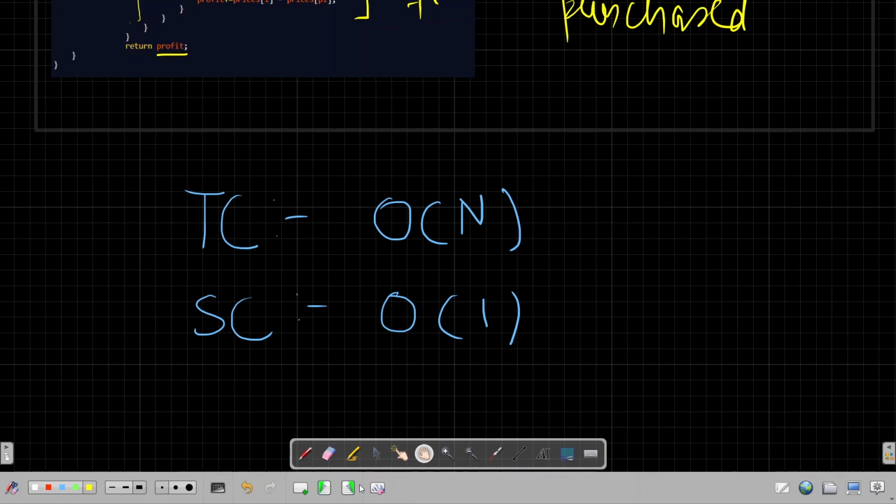Let's check the time and space complexity of this solution. The time complexity is pretty straightforward. It is O of n, since we are doing only a single iteration, a single traversal of the array. So it's O of n, and space complexity is O of 1, because we are not using any special or auxiliary data structure. So this is all I want to talk about this problem statement.